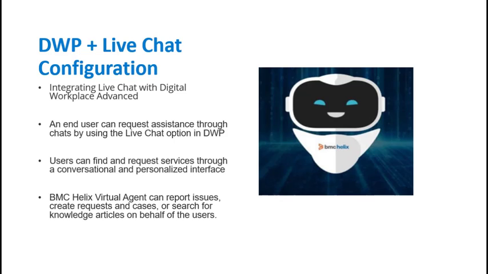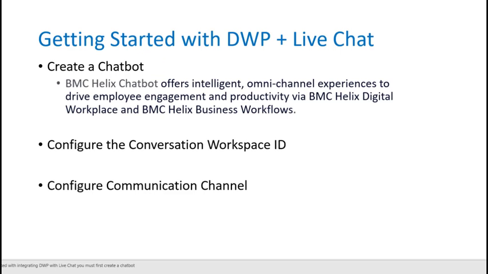Within DWP, an end user can request assistance using the virtual agent or the live chat option. The BMC Helix virtual agent enables your end users to request services and resolve their issues in a conversational interface. Using natural language, the virtual agent can report issues, create requests and cases, or search for knowledge articles on behalf of the users. To get started with integrating DWP with LiveChat, you must first create a chatbot.